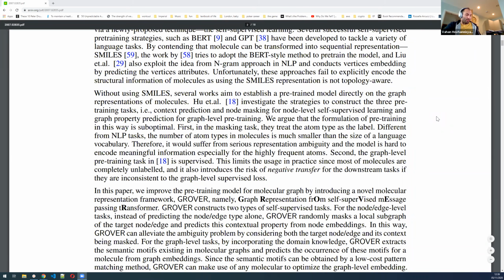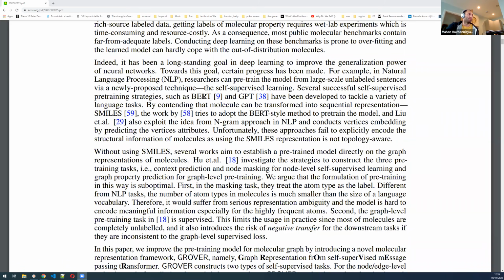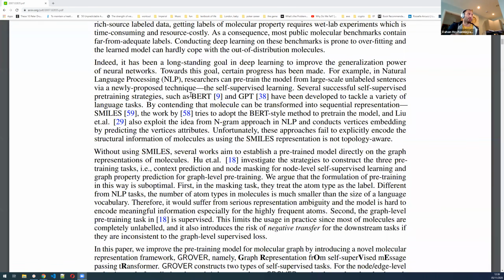First, self-supervised pre-training. BERT is the most famous example. They also mention GPT, which we haven't covered here. But again, the idea is that we have a lot of unlabeled data. In the case of BERT, that's just text. There are no labels, but text has a structure, and we can use that structure to pre-train models. We do similar tricks here for molecular graphs.